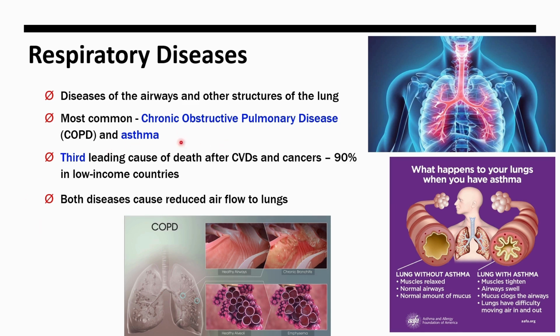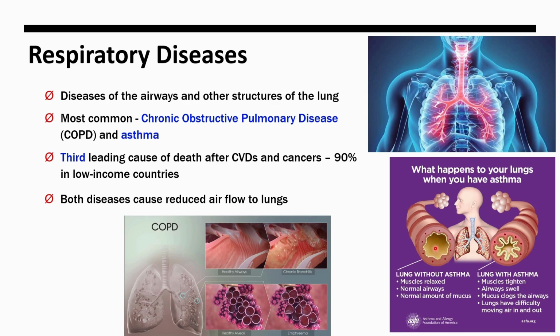Both of these, asthma or chronic obstructive pulmonary disease, cause reduced airflow to the lungs. If you look at this, you can see the airway of a healthy person, a healthy lung. And this is the airway of a lung with asthma. You can see the main differences. Here you can see the muscles are relaxed, but here you can see the muscles are tightened. Here the airway is not swollen, it's normal. But here you can see it's swollen. And here you can see this is the main characteristic.